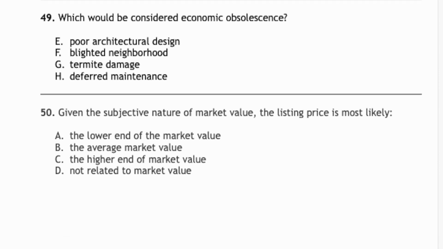50. Given the subjective nature of market value, the listing price is most likely A, the lower end of the market value, B, the average market value, C, the higher end of market value, or D, not related to the market. The answer, and finally we come to the end, is C, the higher end of market value. The listing price set by the owner usually sets the upper limit of market value under normal market conditions. A prospective buyer's first offer usually sets the lower limit.